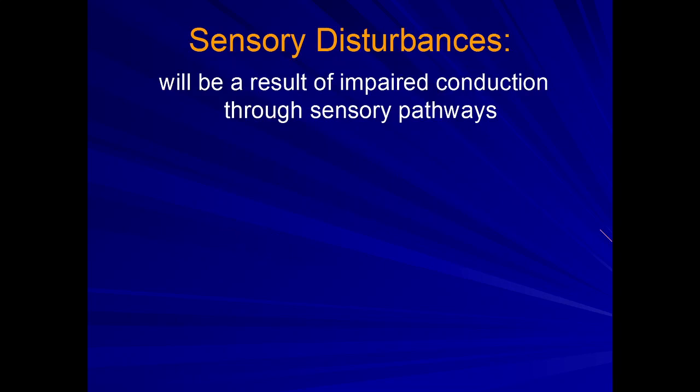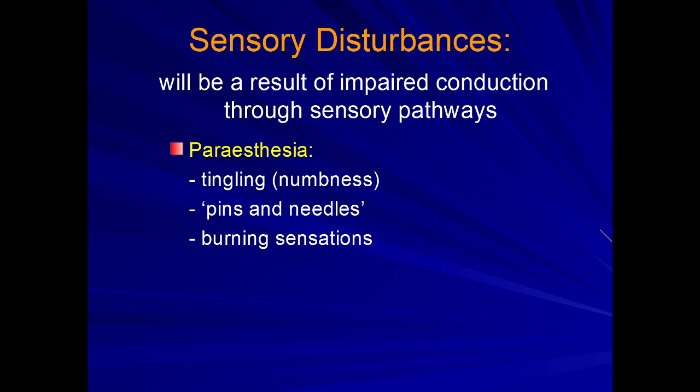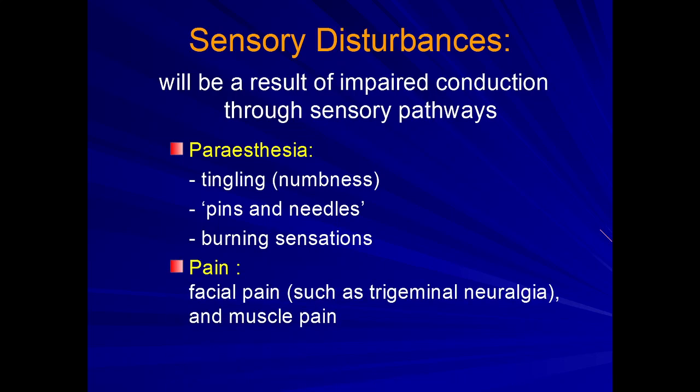Sensory disturbance will be a result of impaired conduction through sensory pathways. Paresthesia, tingling, numbness, pins and needles, burning sensations. Pain, especially facial pain, such as trigeminal neuralgia, or muscle pain because of spasticity, and loss of sensation.